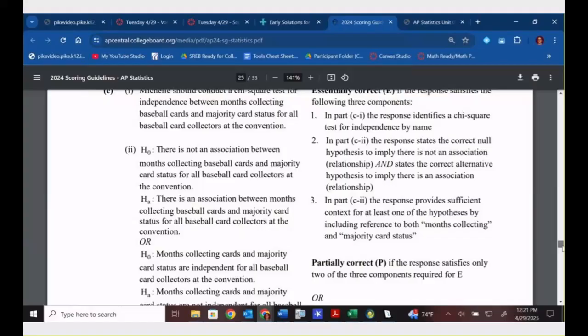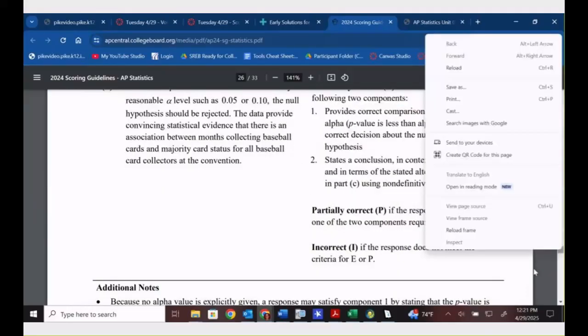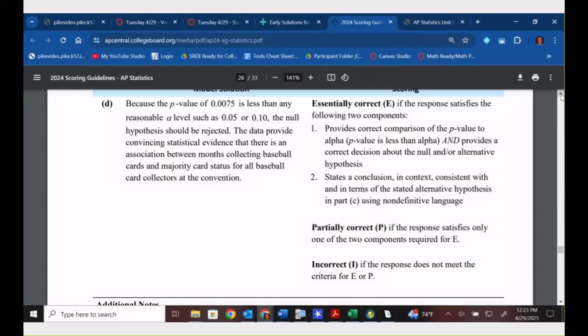All right, and then we had a part D on this one, looking for two components here. Provides correct comparison of the p-value to the alpha value, saying that p is less than alpha, and provides a correct decision about the null and or alternative hypothesis. So p is less than alpha, giving the actual values, showing that inequality, and then saying we would reject the null hypothesis. And component 2 states a conclusion in context, consistent with and in terms of the stated alternative hypothesis in part C using non-definitive language.